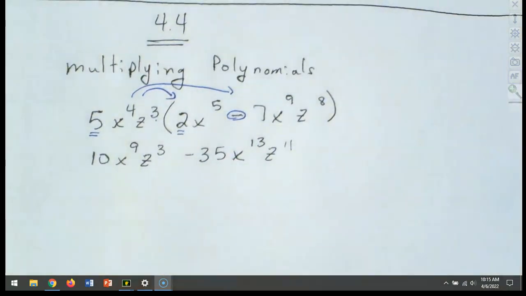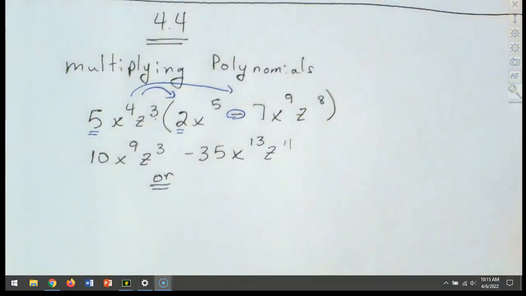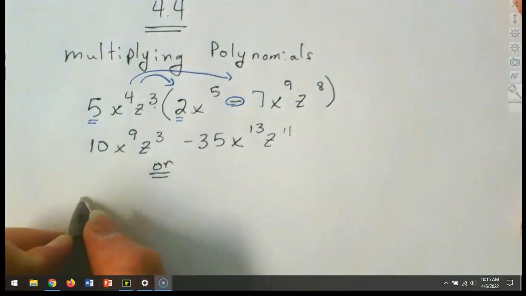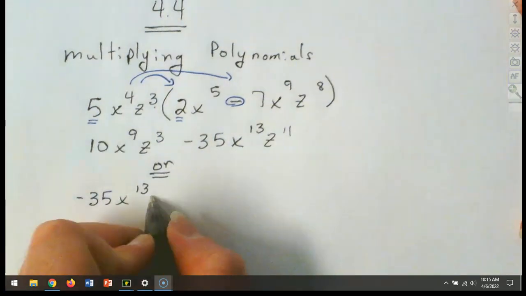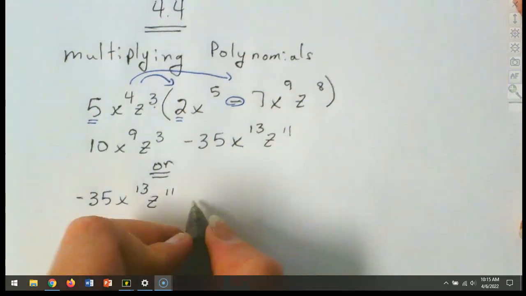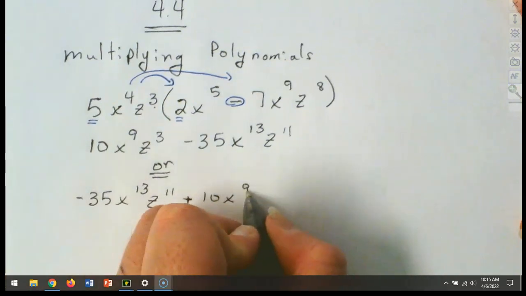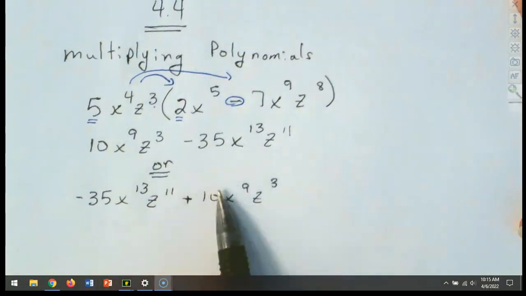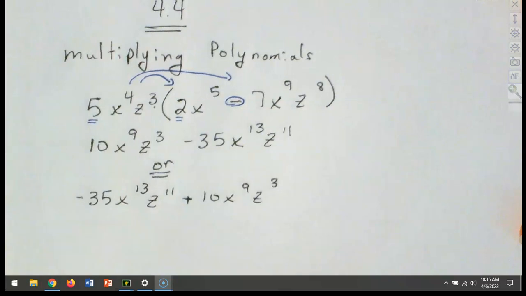Now, you could leave it like that, or you could rewrite it to where the highest power of x is first. So this is acceptable. Or you could also write this as this. Because highest power of x, we can write that one first. Most of the time, we write the highest power of the x first, and then we go down from there. So either one of these is the same. Most of the time, though, the highest power of x is going to get written first. But these are the same.